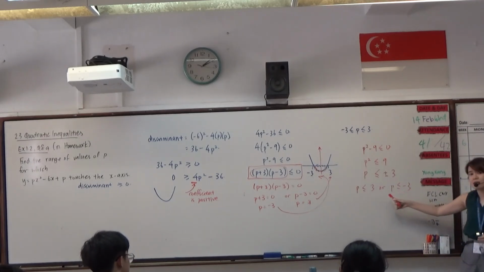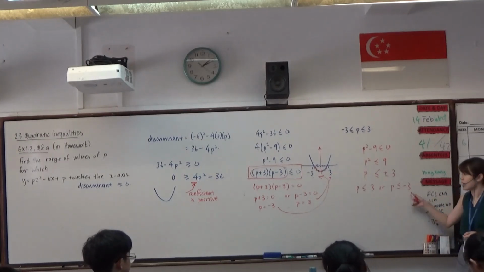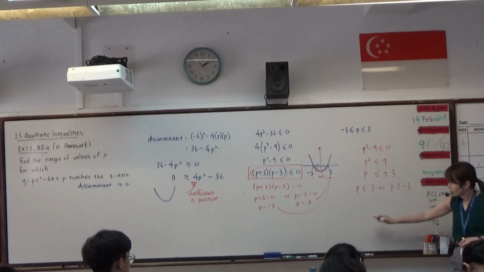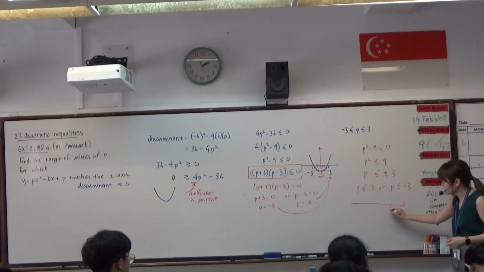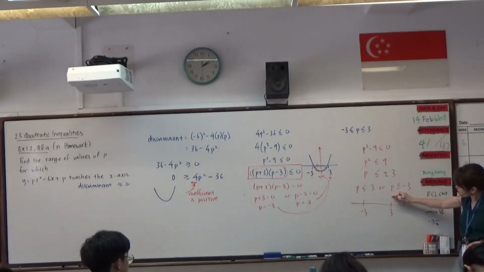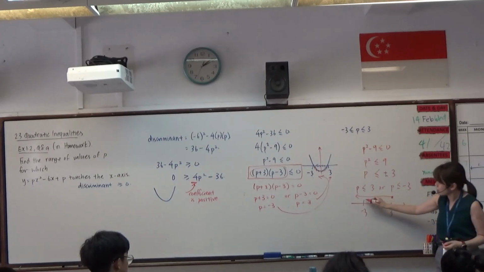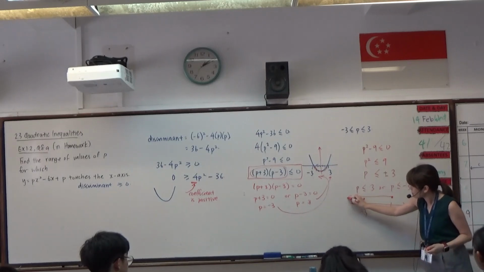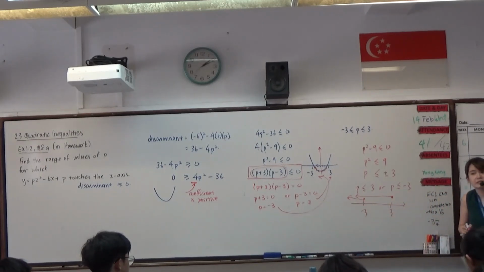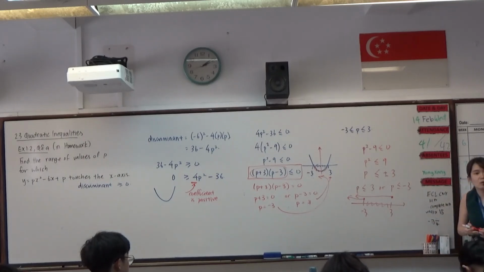So you think about it in number line sense. What does this even mean? Is it less than or equal to 3 or less than or equal to negative 3? If you have your number line, 3 is over here, negative 3 is here. Less than or equal to 3 will be represented in this manner. Less than or equal to negative 3 will be represented in this manner. So what exactly is the answer? Are the answers over here satisfying this inequality? Okay, so there is that contradiction, right?